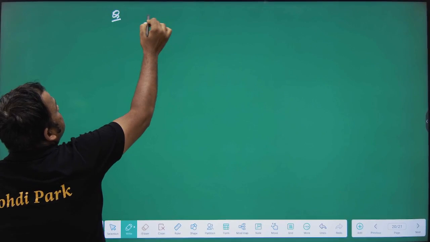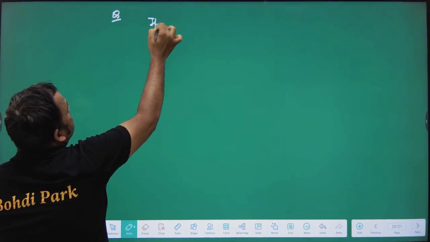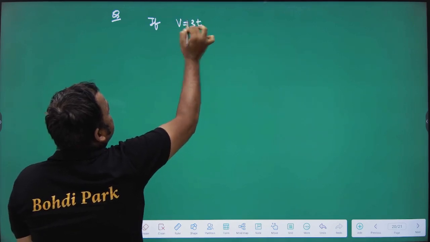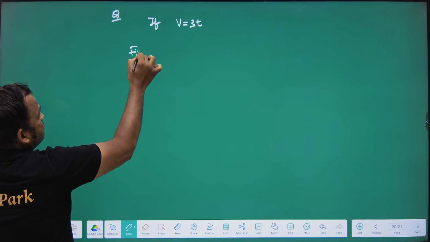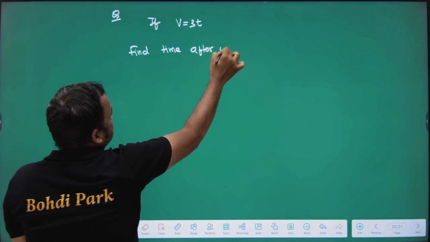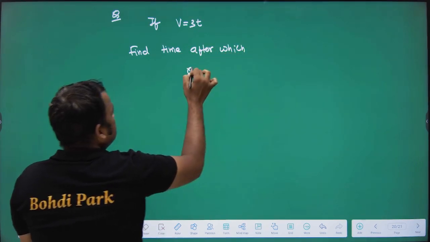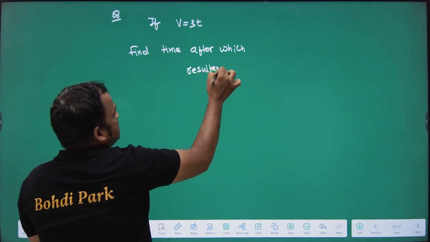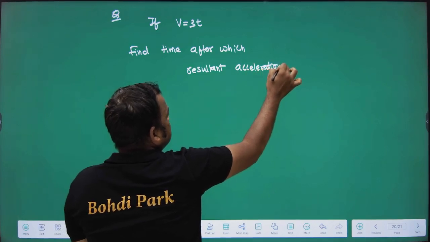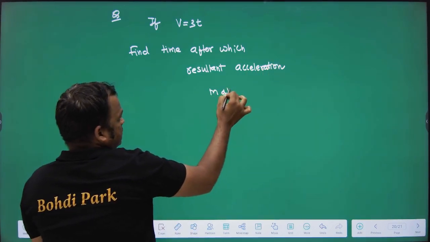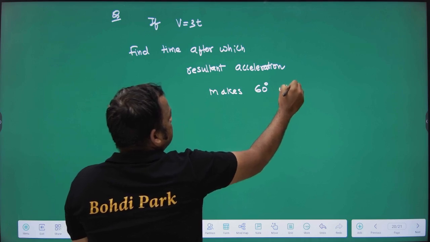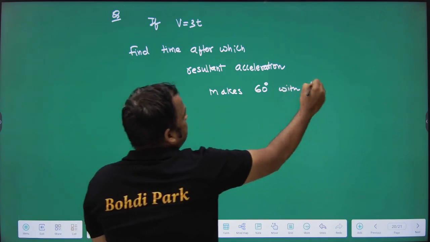Now next question. If V is equal to 3t, find the time after which the resultant acceleration makes 60 degree with tangential acceleration.